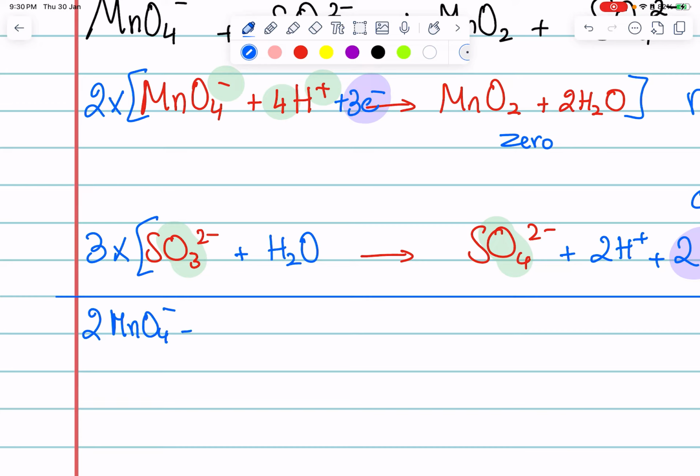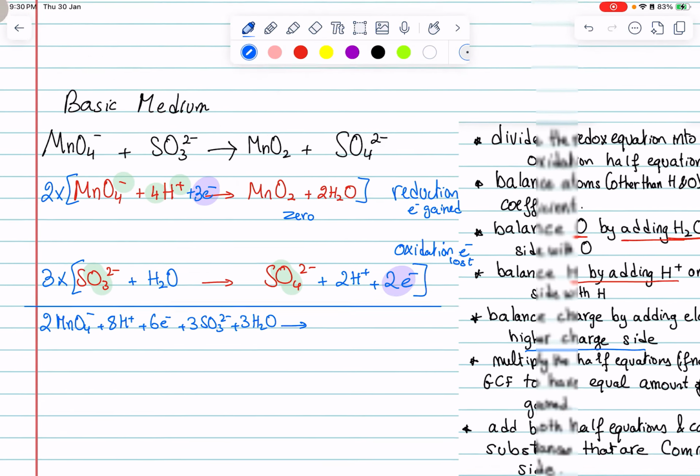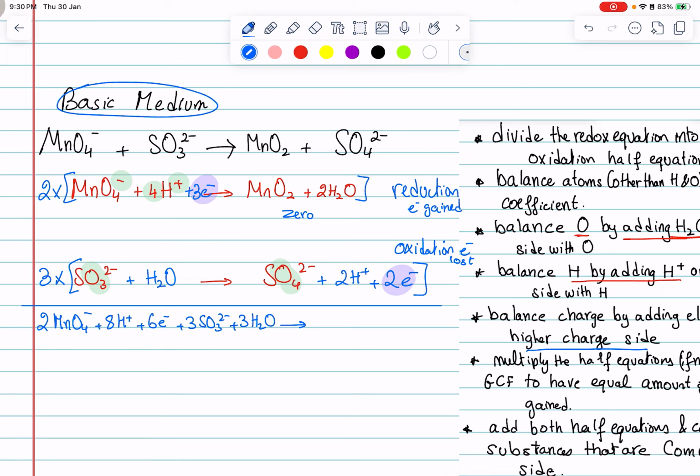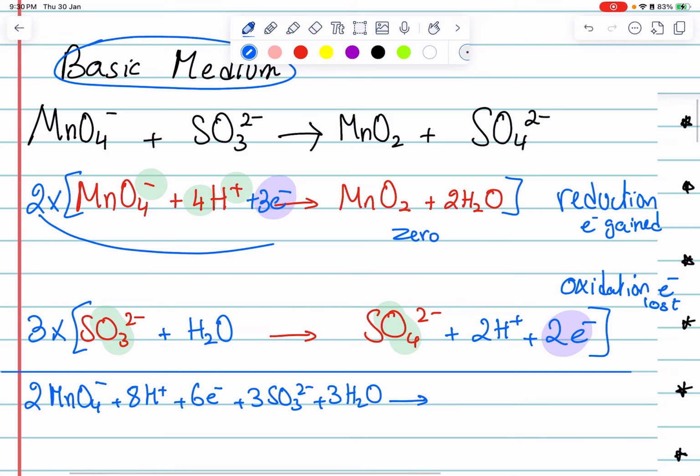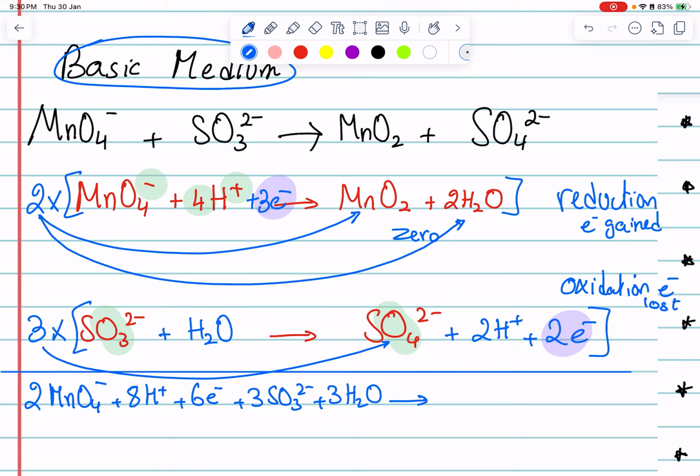2MnO4 minus, 8H plus, 6 electrons, 3SO3 2 minus, and 3H2O. Remember that in this example I am doing it in basic medium, so the steps are exactly the same. When we reach the last part, you will see the difference. Now again, 2MnO2, 4H2O, 3SO4, 6H plus, and 4 electrons.